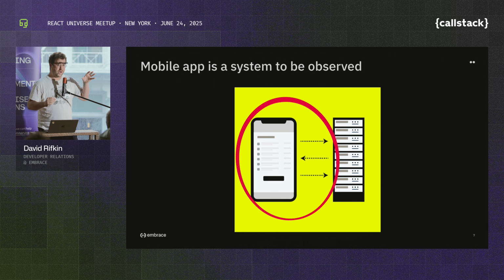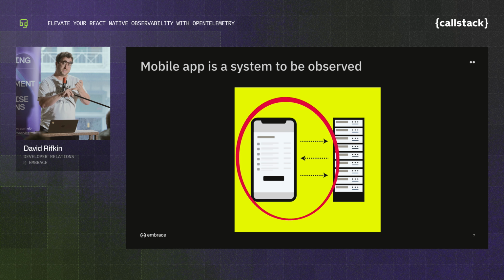Mobile apps, where you're writing that React Native code, are a system unto themselves. So observability, the textbook definition, is making sense of systems in production. That's nice, tidy, great. But our mobile apps are not just the apps that we write. They are the devices that they're on. They're the human beings that are using them. They're the network requests that are going out over Wi-Fi.